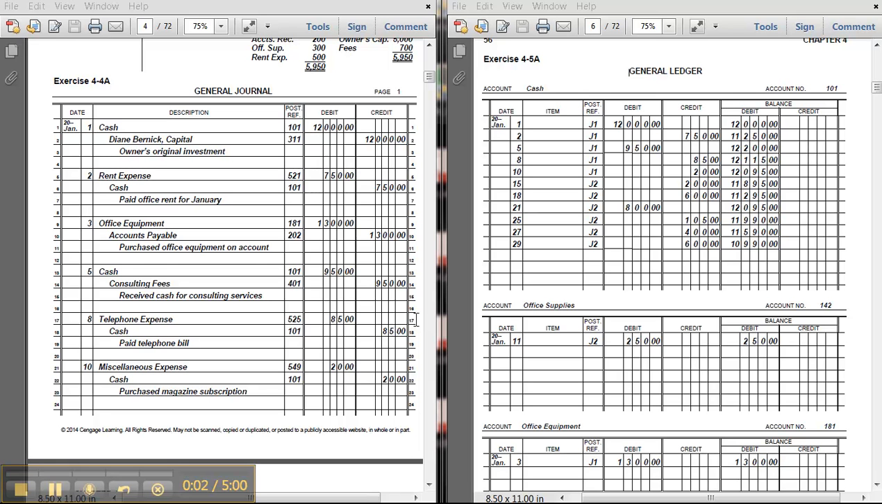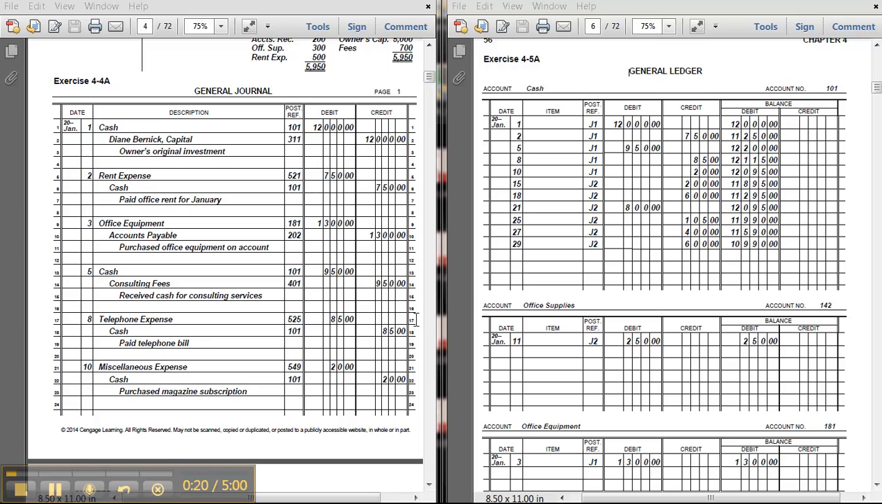Chapter 4-5A, now we're going to be taking a look at our journal transactions from 4A and then posting them to the journal ledger. So keep in mind from your reading you have learned that posting is the act of copying information from the general journal into the specific ledger accounts for each account affected.